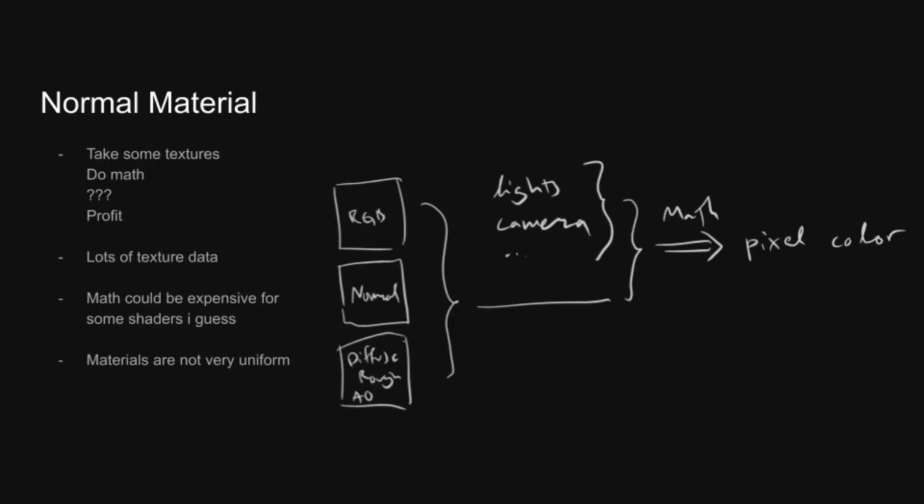In a normal material pipeline, we take some textures, do some math with them involving the light and the camera and so on, and then you get a pixel color out. Depending on your material, there might be a lot of texture data, the math could be expensive, and if you have very different materials, you're going to need wholly different shaders that do different math.